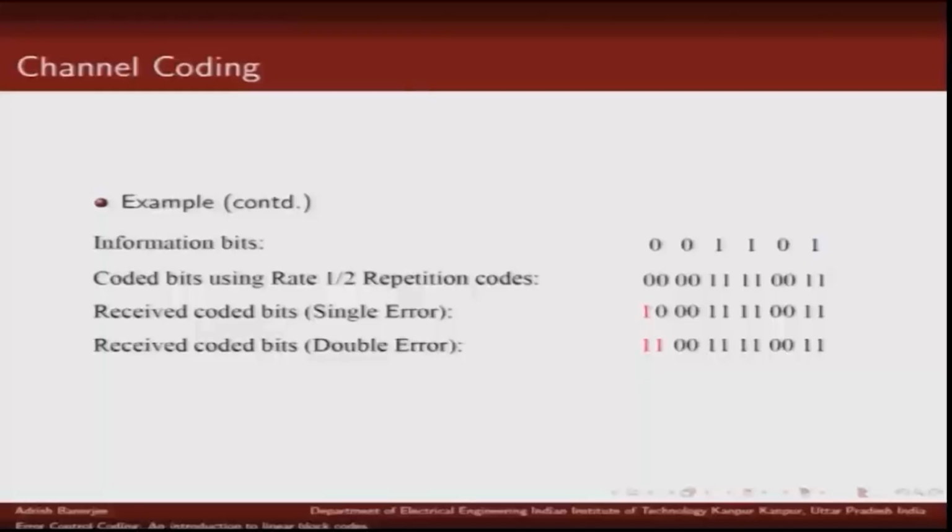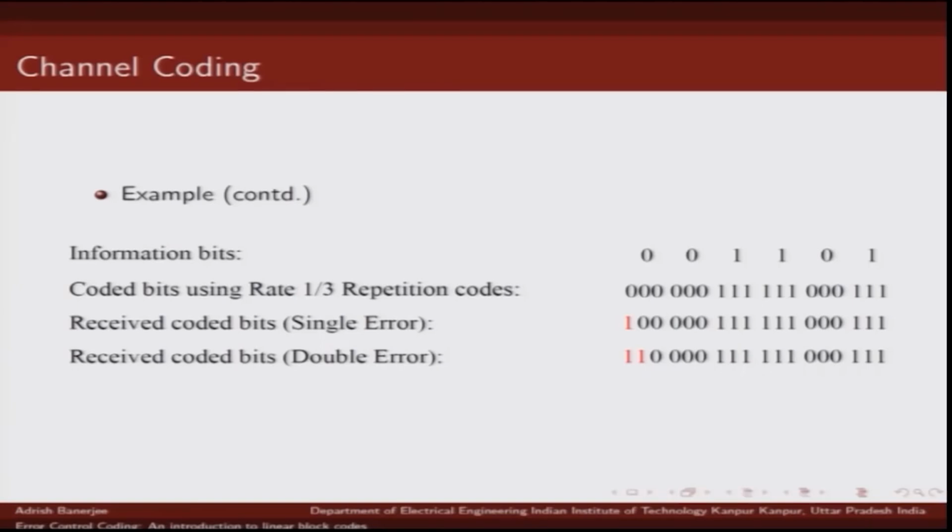Now, let us look at another example. This time we are considering a rate 1/3 repetition code. So, what does rate 1/3 repetition code mean? Again we are considering binary code. For each bit we are adding 2 parity bits, and we are repeating the same bit. So, for 0 we will be coding it as 0 0 0, for 1 we will be coding it as 1 1 1.